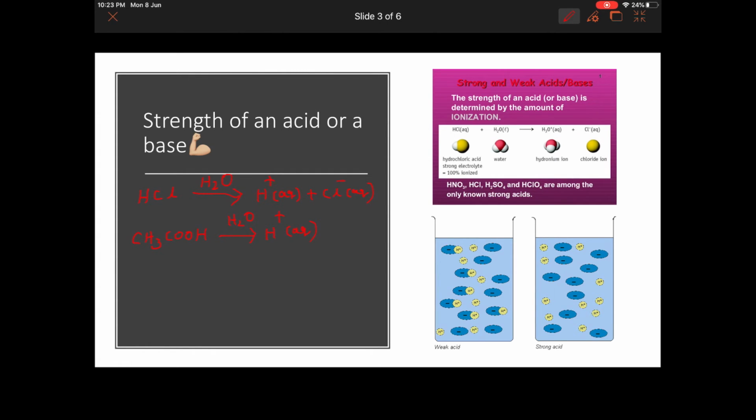So now we know how we define strong or weak acids. To get a clear idea of it, look at the picture here for a strong acid. What do you find here? All the H plus has completely dissociated.